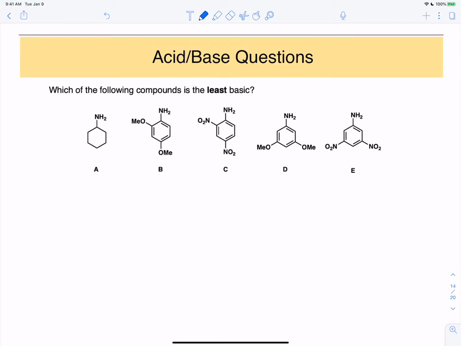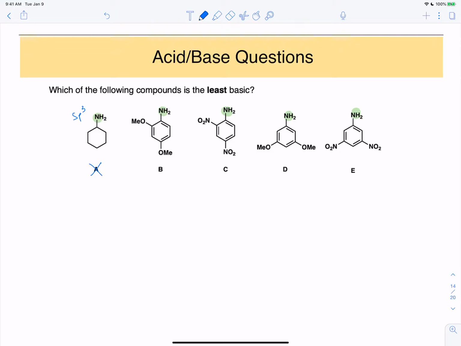In this question, we have a series of nitrogen atoms. So since we have all the same element that we're going to be using as a base, we can go to the hybridization argument. All the anilines tend to have sp2 character because of the benzene ring that's next door, whereas A will be sp3. So a normal amine would be much more basic than any of the anilines. So we can get rid of that as an option.